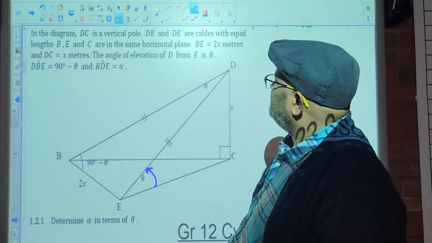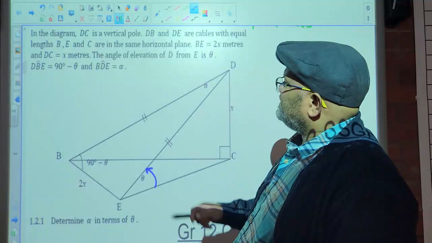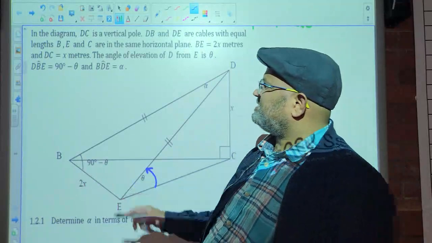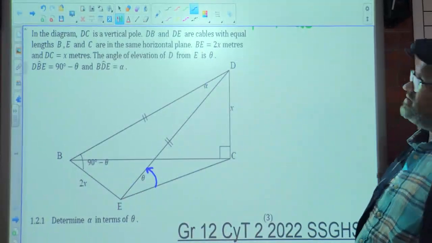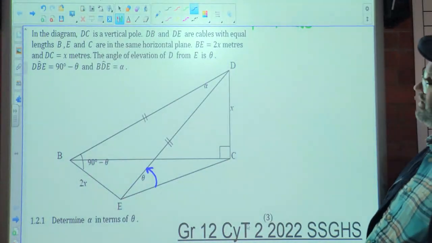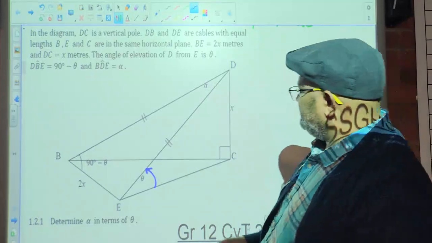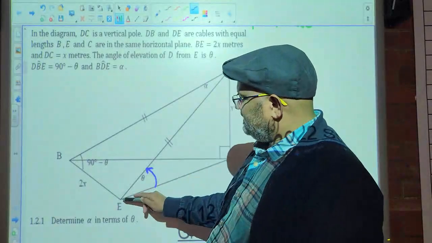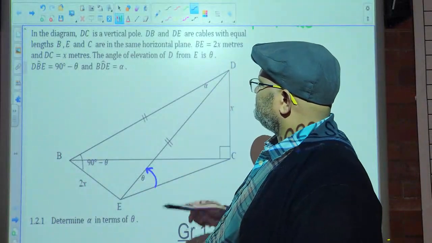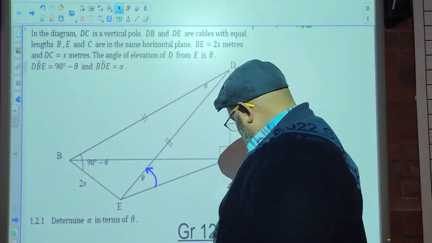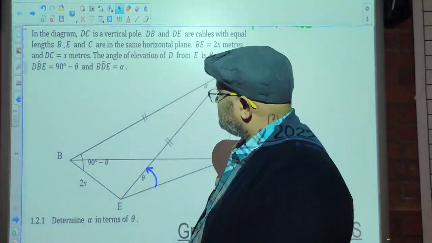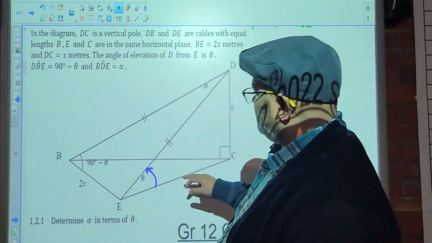Okay? And then we are told that angle DBE, which is this angle, is 90 minus theta. Then we are told that angle BDE is alpha. So the question says, the first question, I'm going to move this up.